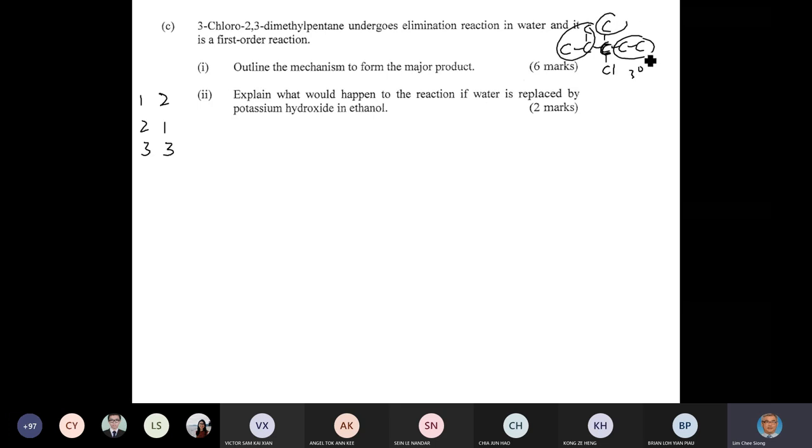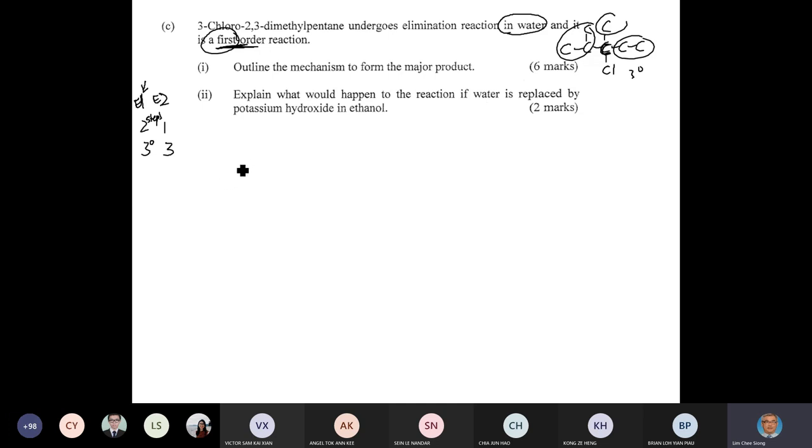It's tertiary. But how do we know E1 or E2? It didn't say it there. You refer to here: in water, still cannot tell. First order, yes, this first order can tell you. E1 is first order. First order, how many steps? 2 steps. Then refer to tertiary haloalkane. So they give you hints already. Then you can draw the chemical structure followed by how it undergoes elimination to form the end product. From here we can outline the mechanism.